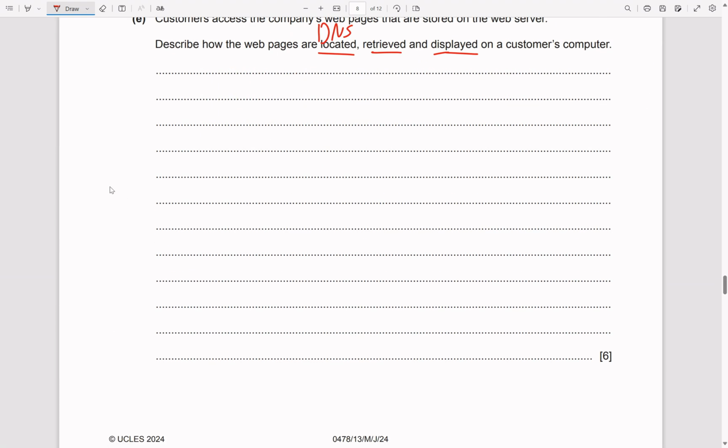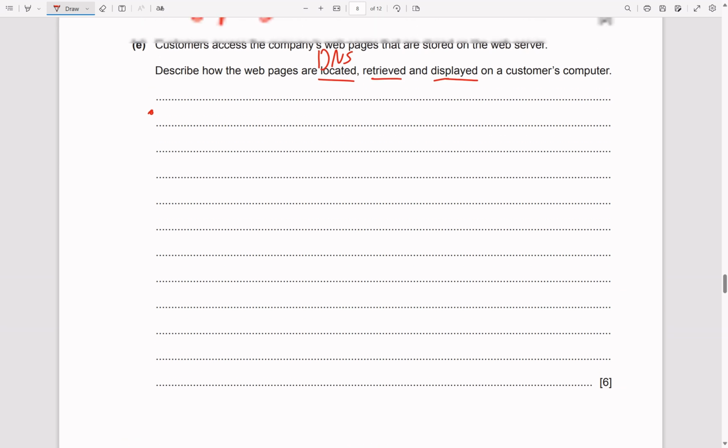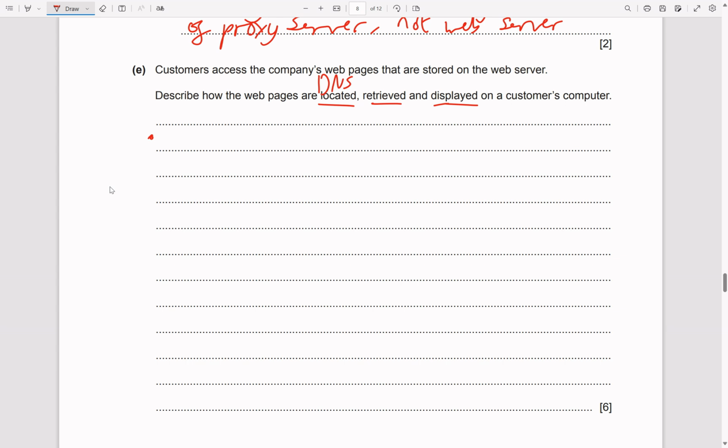So I think here I'm just going to keep it shorter. I'm going to do bullet points, although in the exam, definitely write in full sentences. So what we can say is, let's say user enters a domain name, or let's say URL, into browser. Right, I guess we say DNS request made, to convert domain name into IP address.